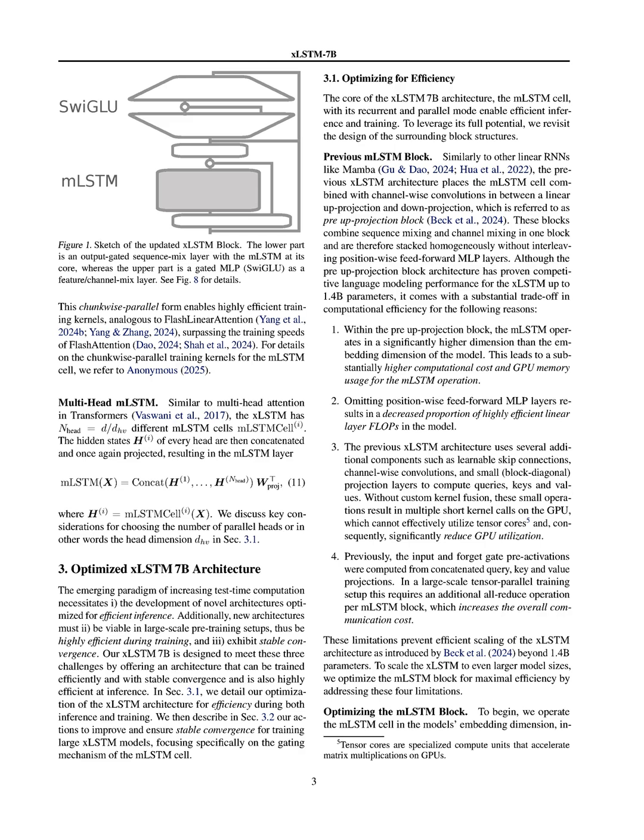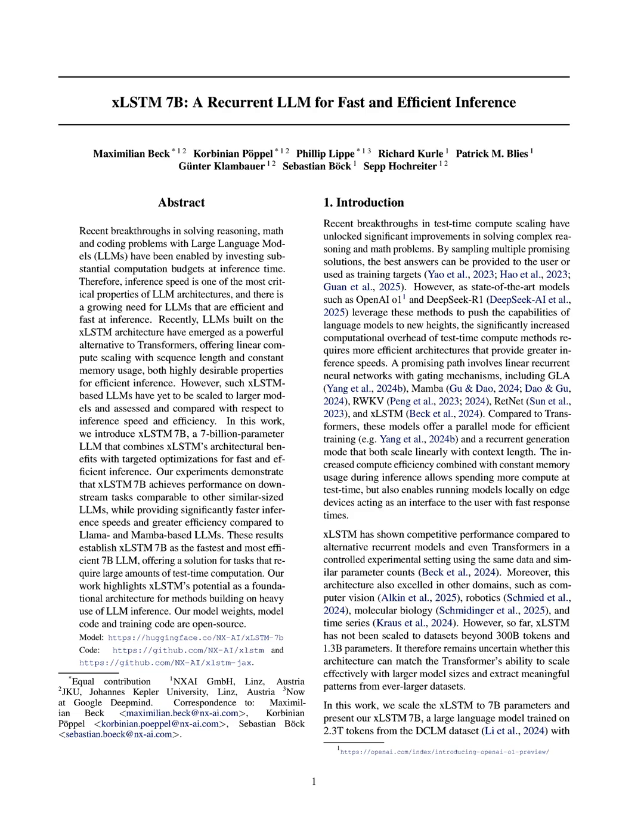The xLSTM-7B offers significant advantages over transformer-based architectures in terms of efficiency and inference speed due to its optimized block design and linear scaling properties. Unlike transformers, which experience quadratic scaling in compute and memory usage with increasing context lengths, xLSTM-7B maintains a constant cost per generated token, resulting in faster text generation regardless of input size.